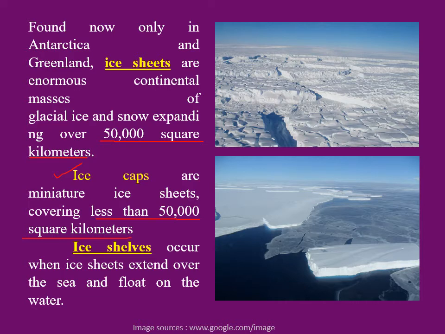Another type of ice found in association with ice sheets is known as ice shelves. These are ice sheets which extend over the sea also. That is, a continental ice sheet which also extends over the water body of the sea, and therefore the ice mass is floating on the seawater. So this floating ice mass over the seawater is known as ice shelves.